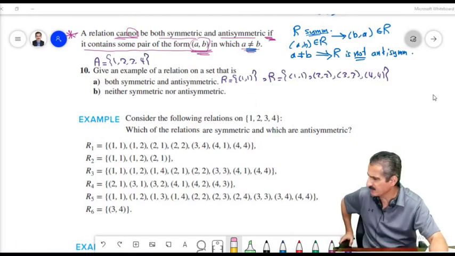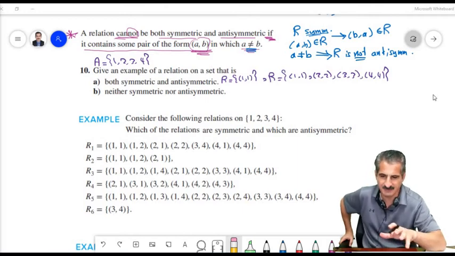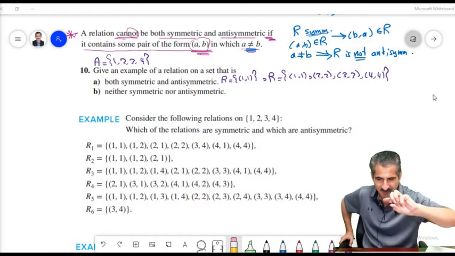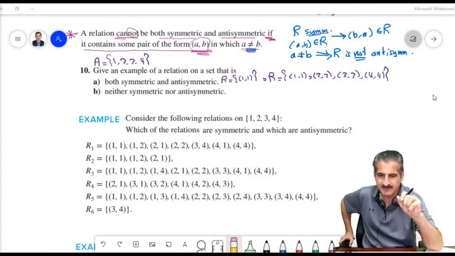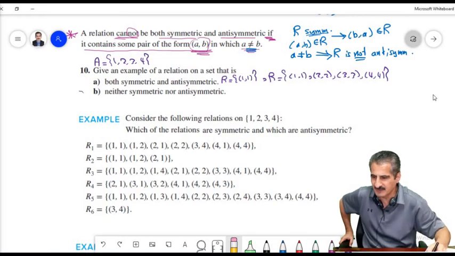So these are two examples of symmetric and antisymmetric. Both of them are symmetric, correct. Antisymmetric, okay? No element is related to the other, and the other related to the first, unless they are the same element. So, okay. Now tell me about B. Give me a relation which is neither symmetric nor antisymmetric. A relation which is symmetric but not antisymmetric.